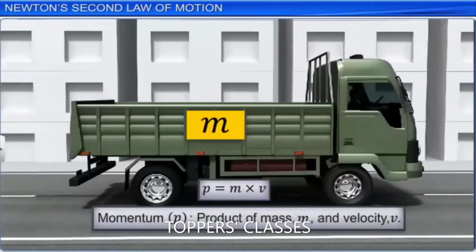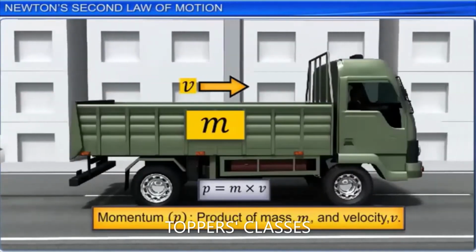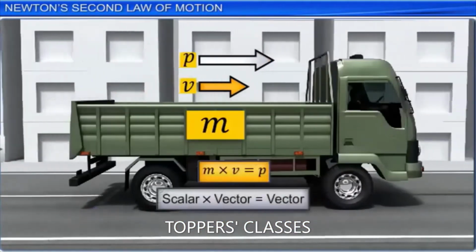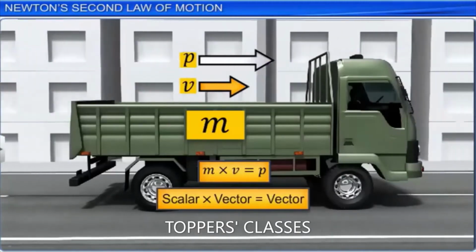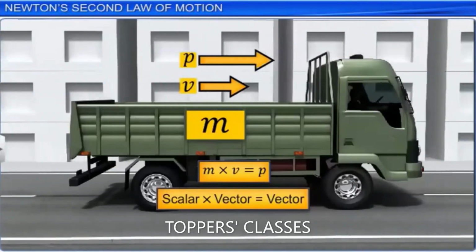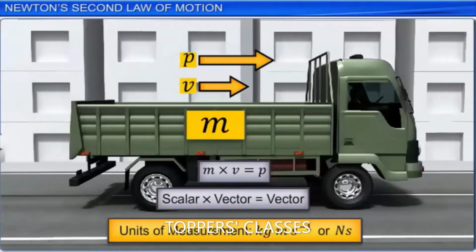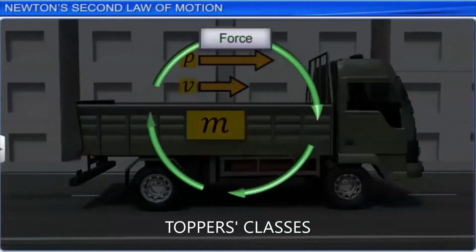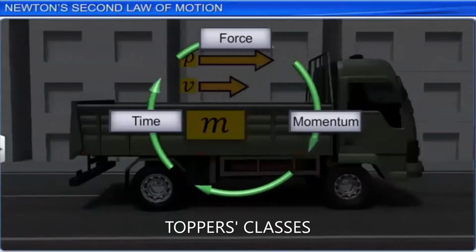The momentum of a body is defined as the product of its mass m and velocity v. Momentum is denoted by P. Since mass m is a scalar and velocity v is a vector, their product, momentum P, is a vector. In the SI system, momentum is measured in kilogram meter per second or Newton second. Force, momentum and time are interrelated. Let us check some scenarios to illustrate this.